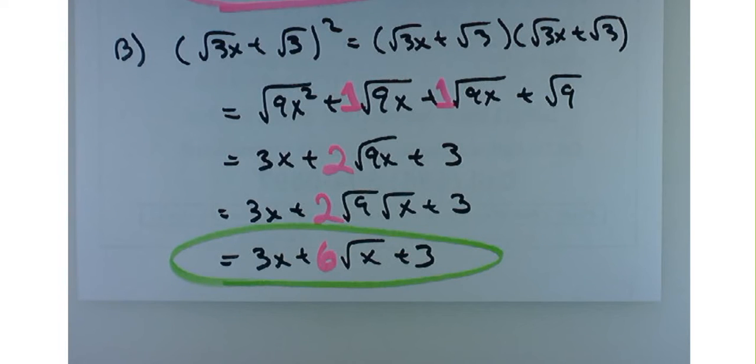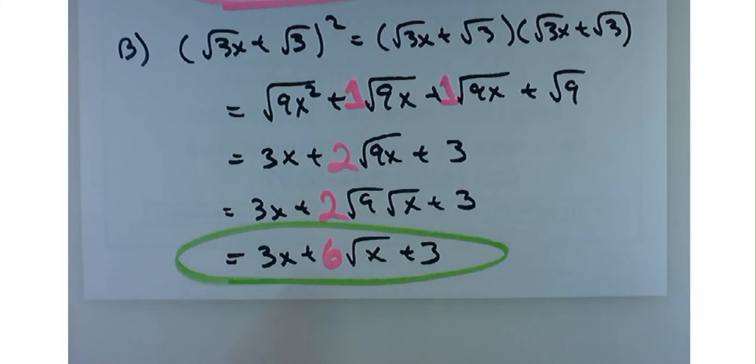So we're just using the fact that this is 3. 3 times 2 is the 6. Beautiful.